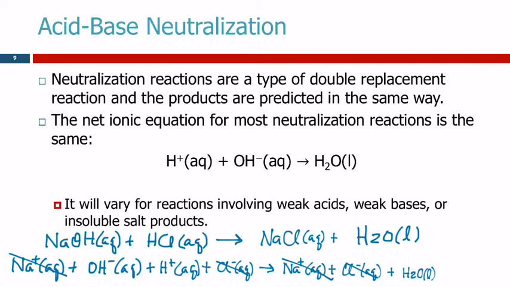The exceptions would be if you have a weak acid or a weak base, because then those in the ionic equation would not be separated into ions. Or if by chance you ended up with a salt that was not soluble, and that could happen. Like if you reacted barium hydroxide with sulfuric acid, you'd end up with barium sulfate as your salt. It's not soluble. But most neutralization reactions have this common net ionic equation. Any questions?